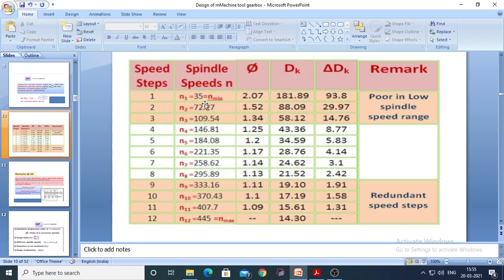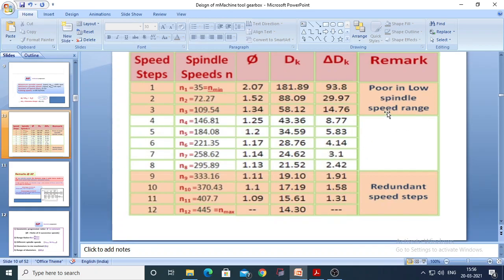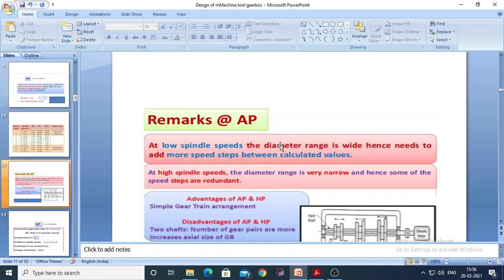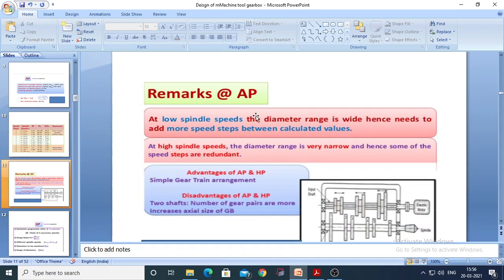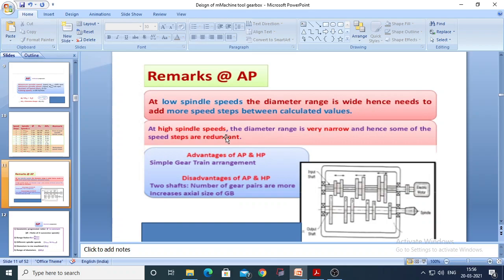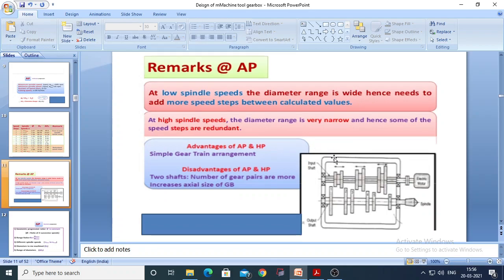If we require a spindle speed of 35, here the diameter range is 93. If the spindle speed range increases, the diameter range decreases. That's why this law is poor in the low spindle speed range. Then second, this is the arithmetic progression law. Already I have explained: at high spindle speed the diameter range is very narrow, and hence some of the speed steps are redundant. What are the advantages of AP and HP?